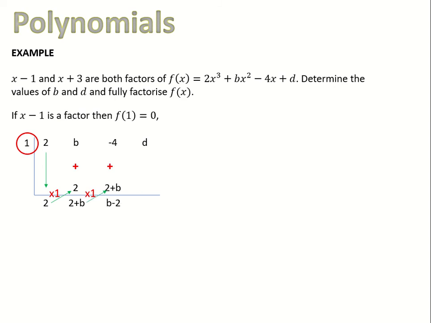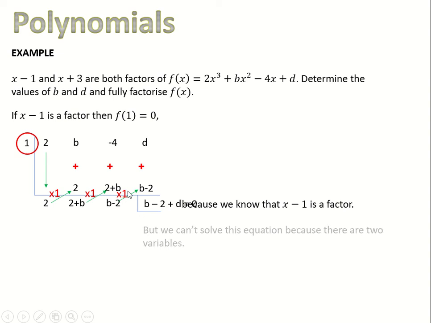Just be careful how you write it. If it's 2 plus b and then add minus 4, we can take away the 4 from the 2, leaving us with b minus 2. There are different ways of writing that, but that's the simplest way. Times it by 1, and we get b minus 2. If we add on d, we get b minus 2 plus d. Sorry, this is all bunched up a little bit, but b minus 2 plus d equals 0 because we know that x minus 1 is a factor. Whatever we get here is our remainder, and this needs to equal 0, because we knew it should be a factor.